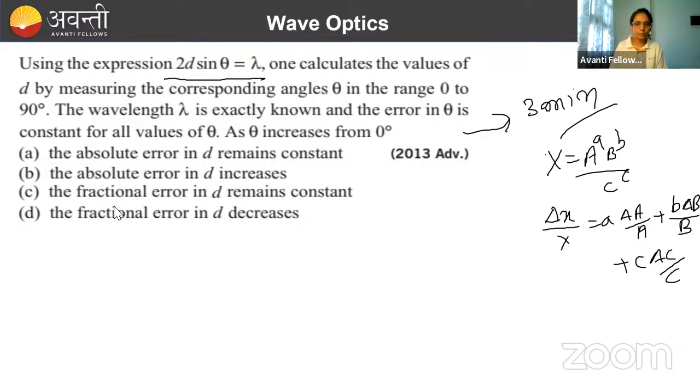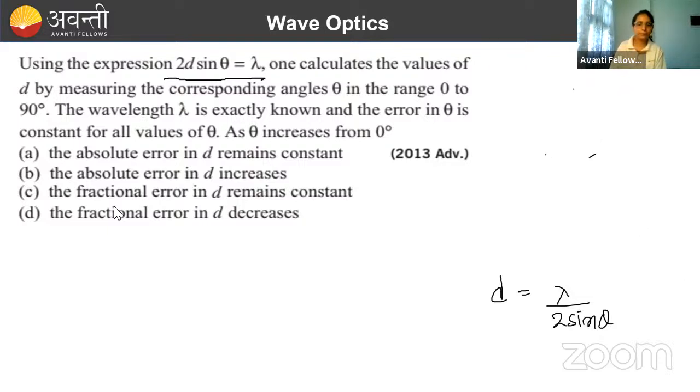But suppose my quantity looks like this. The question given here is 2d sin theta equals lambda, and it is asking about the absolute error in d. So d here you can write as lambda by 2 sin theta. Here theta is a variable, so there is an error in theta. How to calculate this error now? Because this is not such a simple variable. So how will you do that? Any idea? Anyone?